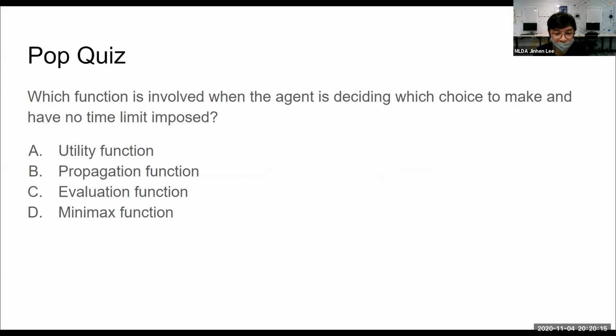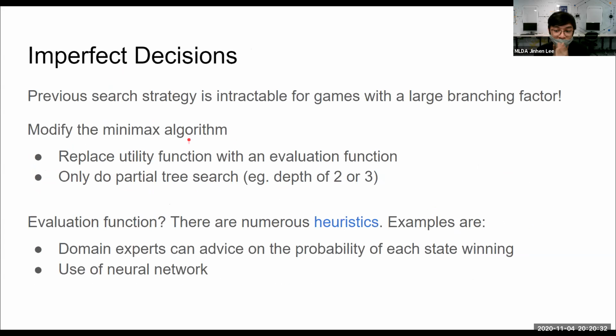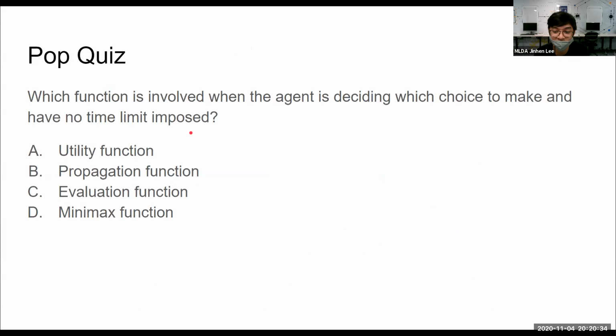So share results. Okay, which function is involved when the agent is deciding which choice to make when there is no time limit imposed? The answer is just the utility function over here, because we have perfect decision and no time limit imposed. I have one question asking me what is the propagation function. Actually, propagation function and min-max function, I made them up. They don't exist. The legitimate answers are only A and C. For this question, it is only A. Okay.